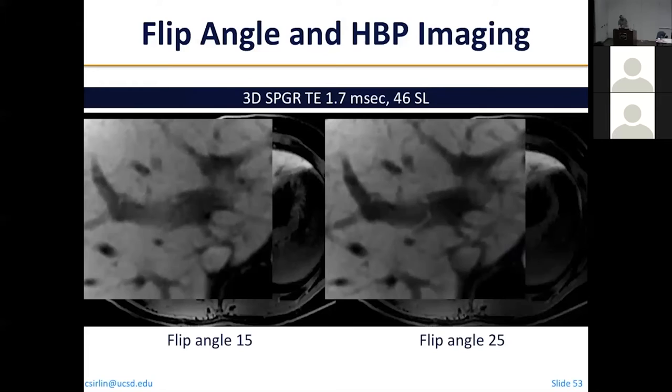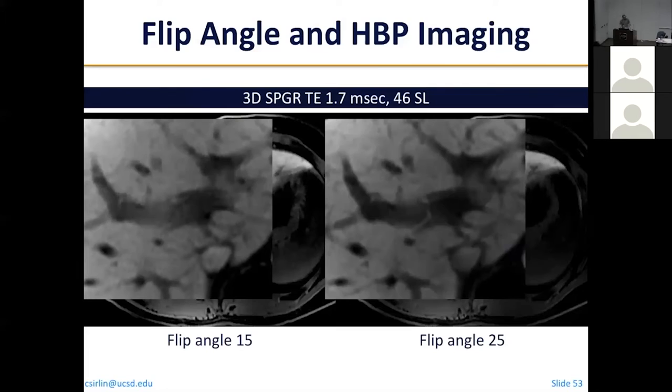But the other thing is that with a higher flip angle, you can see the gadolinium in the bile duct better with a flip angle of 25 than with a flip angle of 15. So the teaching point here is that higher flip angles have more T1 weighting. In this case, we see the gadolinium in the bile duct better with a flip angle of 25 than we do with a flip angle of 15, but the signal to noise is higher here than here, because the signal to noise will peak at a certain flip angle.